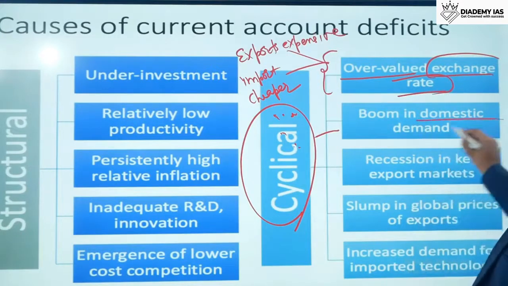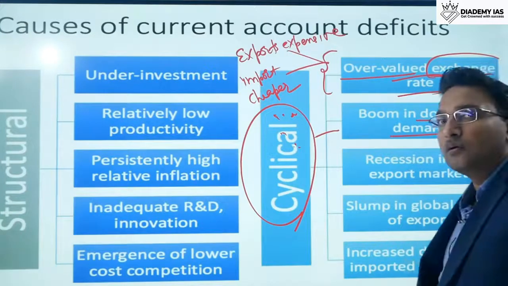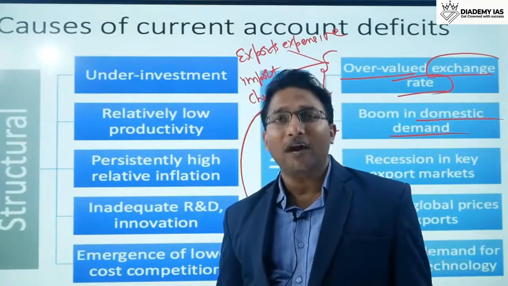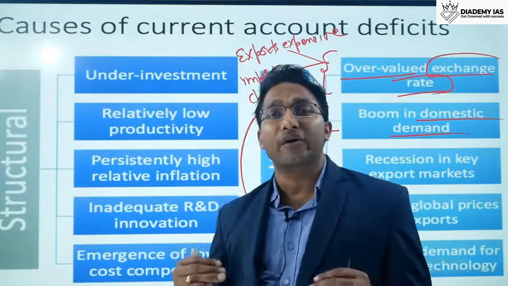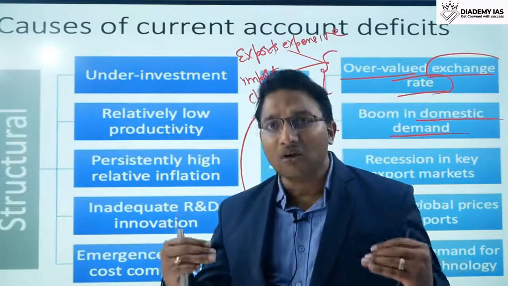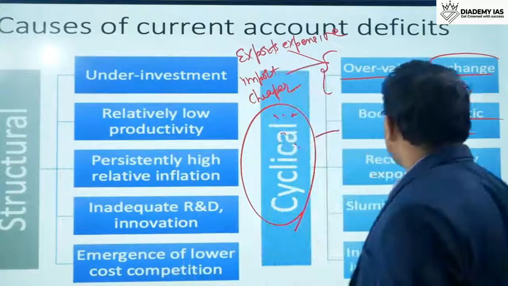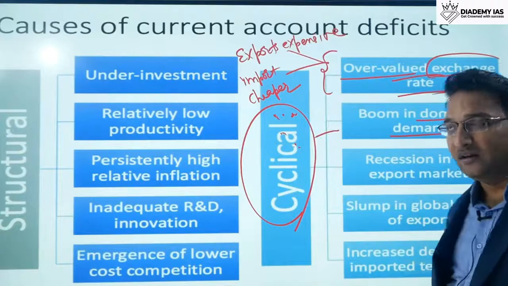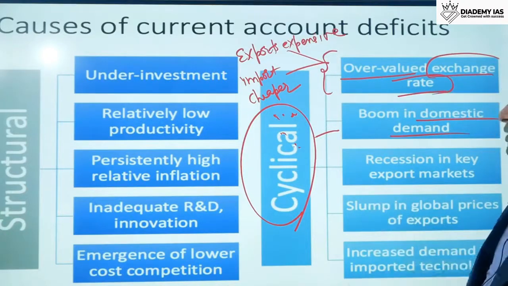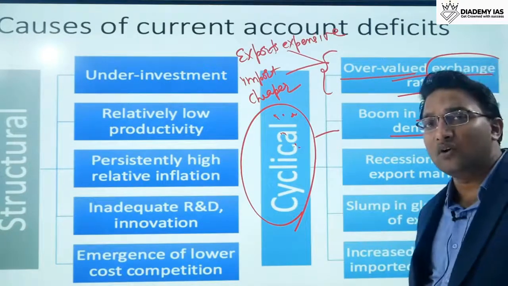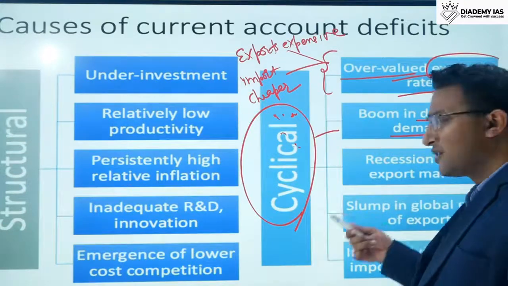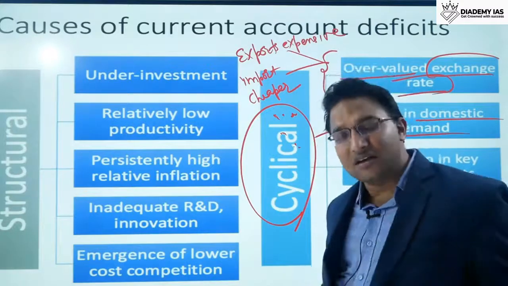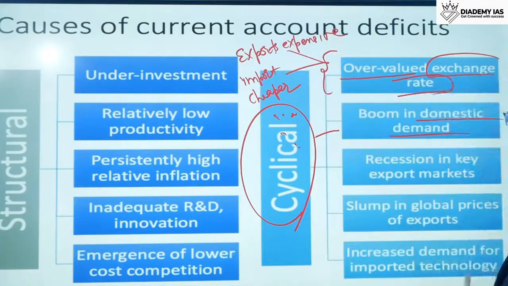Boom in the domestic demand. This is also a very important reason. In India, we are seeing that the population is increasing. We have demand or consumption oriented growth. Because of this demand or consumption led growth, there is a lot of consumption happening inside the domestic country only. Therefore, there is no requirement for export itself. So exports are reduced because the entire production is consumed in the country only.